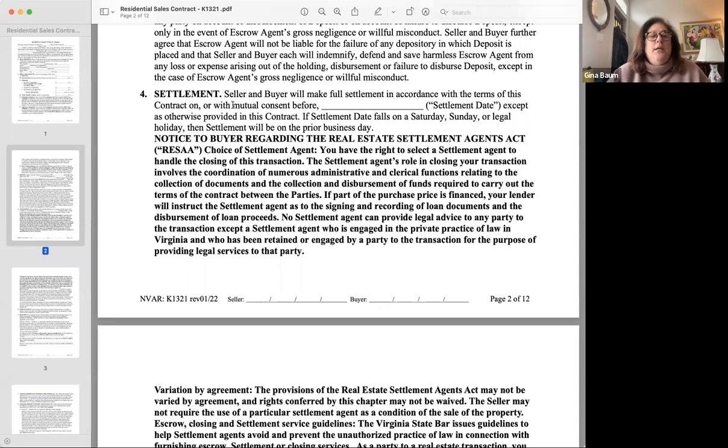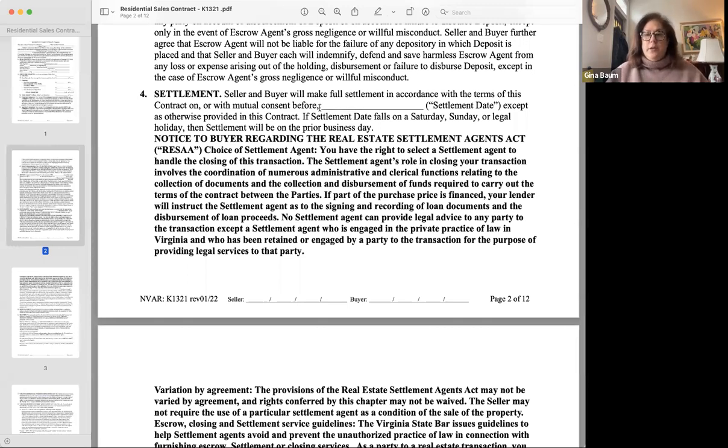Paragraph 4. Now we're into when we are going to settle and perform on this contract. Seller and buyer will make first full settlement in accordance with the terms of this contract on or with mutual consent before, and here goes the date.